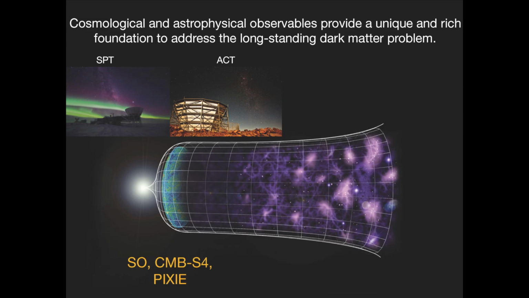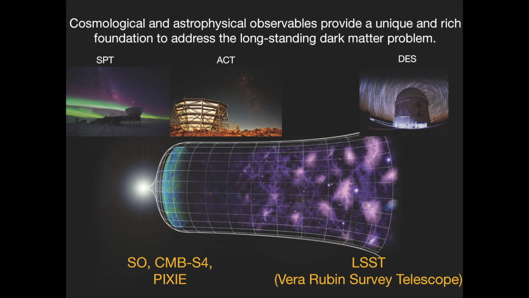We have Simons Observatory, CMB-S4. PIXIE is an experiment that could give us better measurements of the blackbody temperature of the CMB, for observations of our galaxies. I didn't talk about DES, and of course, the LSST, or the Vera Rubin Survey Telescope, hopefully will be able to tell us a lot more information about dark matter at later times.